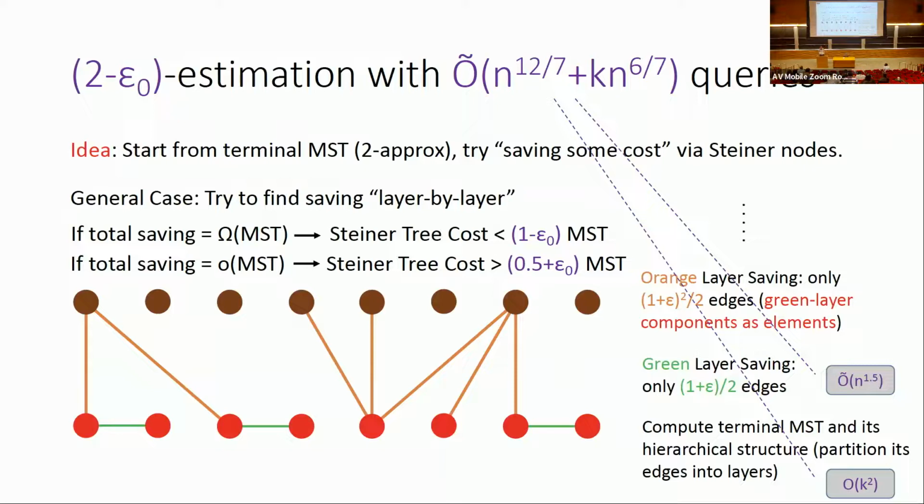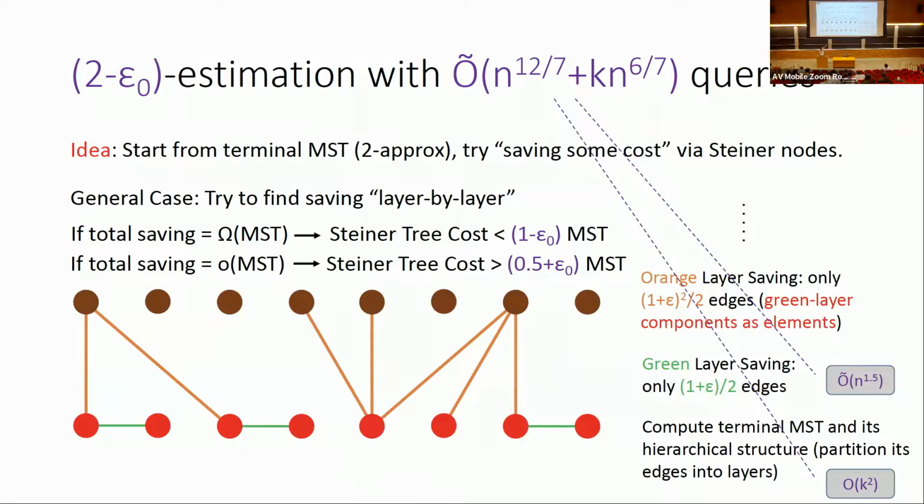This is slightly a technicality, but the idea is just to discretize the weights and find savings layer by layer. In the end, we aggregate all the savings. If we sum up to some constant fraction of MST, we claim the total standard tree cost is bounded away from MST. And this is indeed correct because we can just use the corresponding standard nodes to save some cost. We can indeed construct such a standard tree.